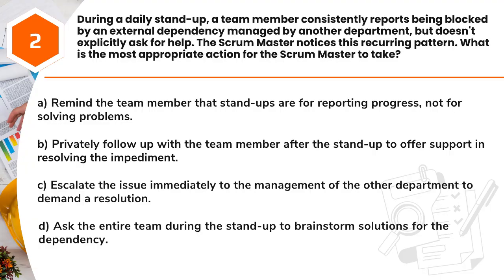Question 2. During a daily stand-up, a team member consistently reports being blocked by an external dependency managed by another department, but doesn't explicitly ask for help. The Scrum Master notices this recurring pattern. What is the most appropriate action for the Scrum Master to take?